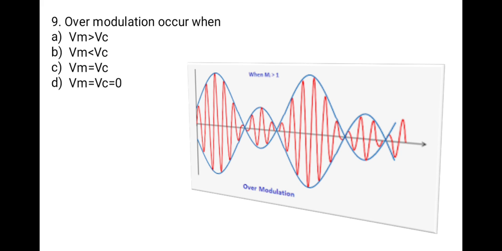The next question is, over-modulation occurs when. In the last slide we learned that when Vm is greater than Vc, the modulation index ratio is greater than 1, and then over-modulation occurs. So the correct option is A, Vm greater than Vc.